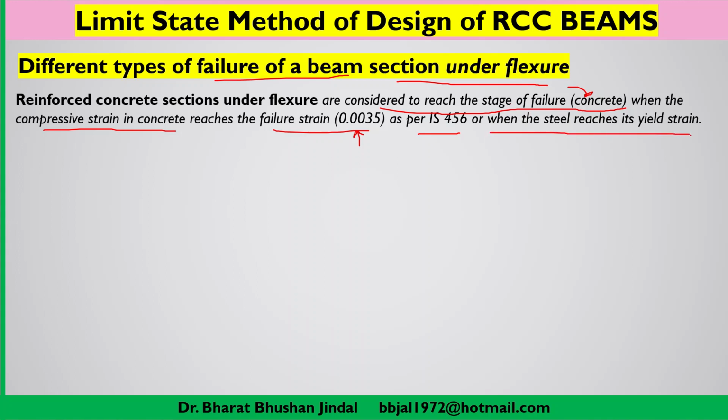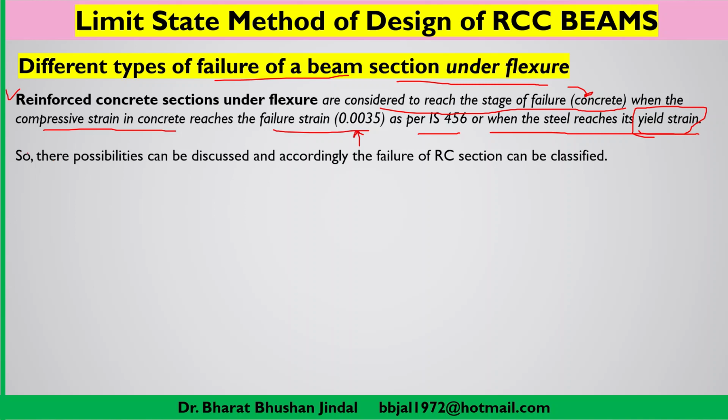Or when the steel reaches its yield strain, then we will say that the member or the section has reached the stage of failure, with the appropriate partial safety factor which we have to use as per the material requirement. So whatever be the material, when we take care of all the partial safety factors, what will be the yield strain? It will be the yield strain of steel divided by the partial safety factor of material for steel. When either concrete reaches its ultimate stage or steel reaches its ultimate stage, we will say that the section is at the stage of failure.